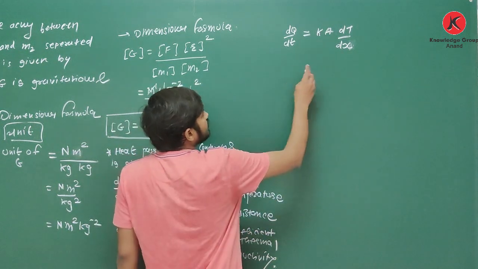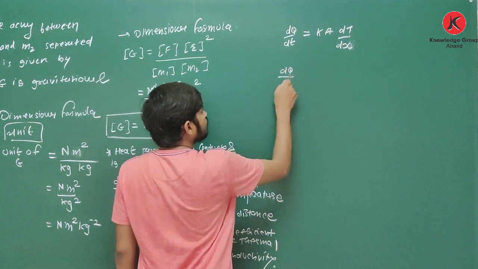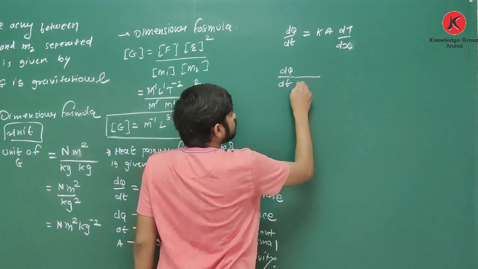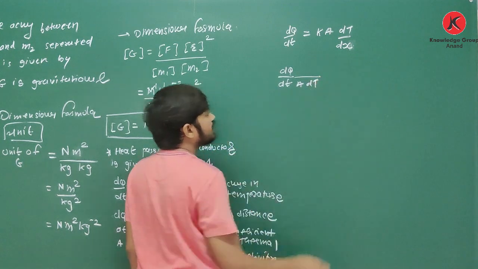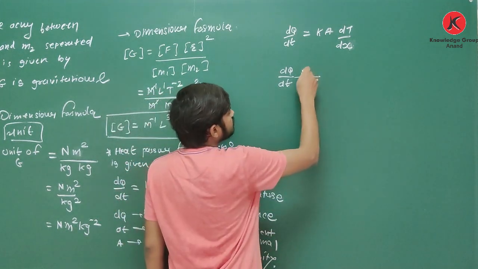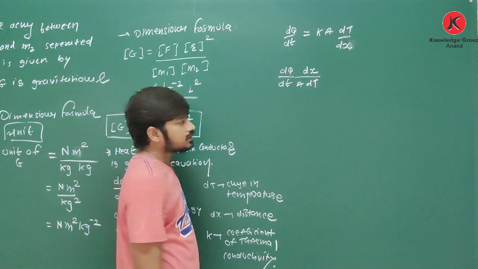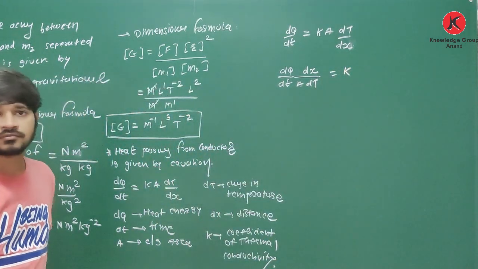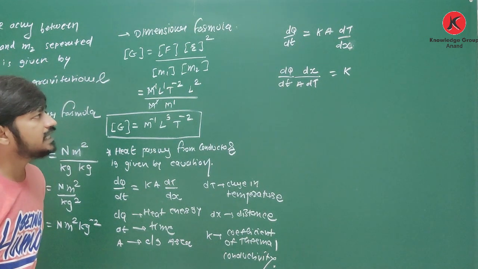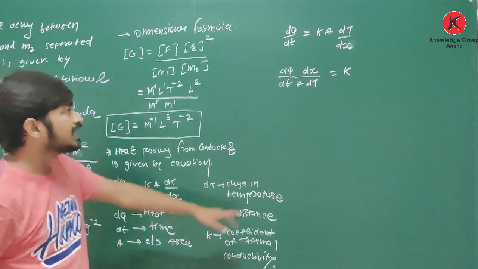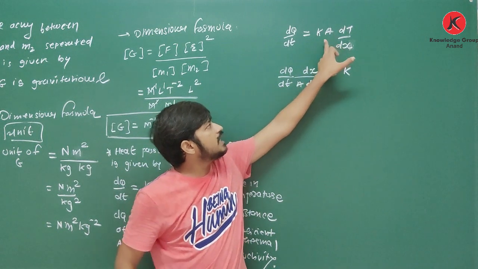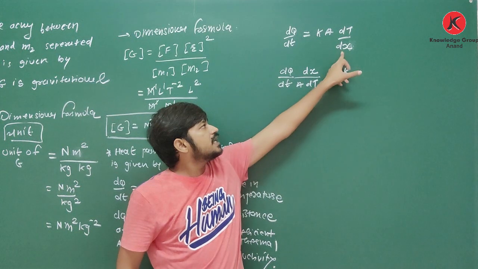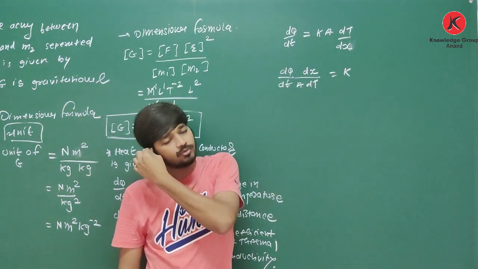This side, dQ/dt as it is. A and dT will be in the denominator, and this dx we have to write in the numerator, equal to K. Simple. How to make K the subject? As A and dT are in the numerator with K, on the opposite side they will be in the denominator. dx is in the denominator, so it will be in the numerator.